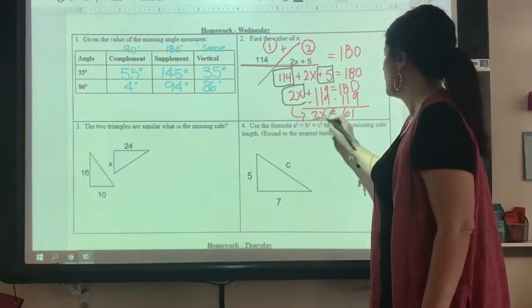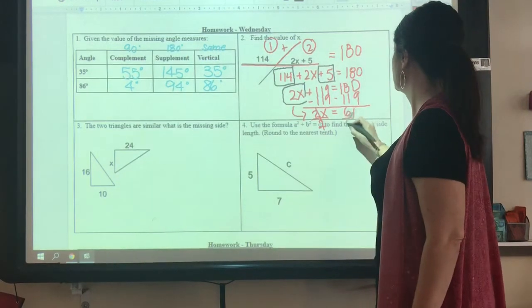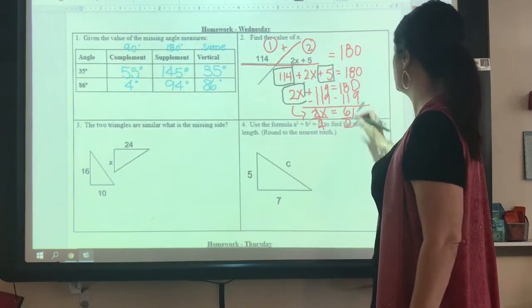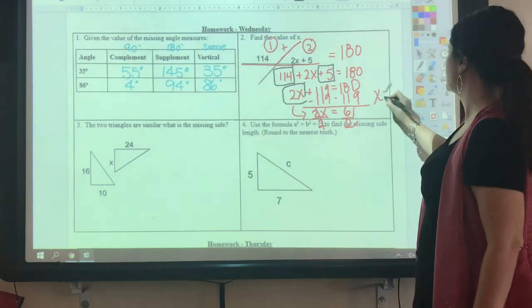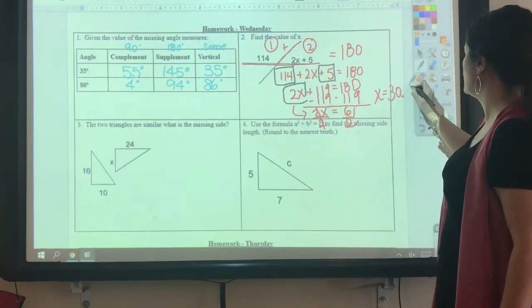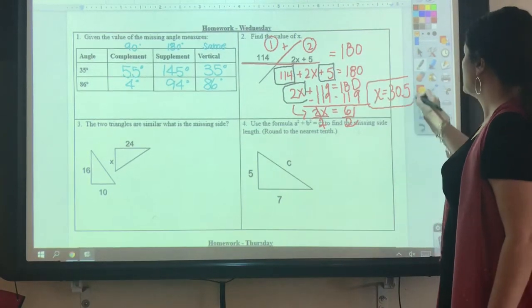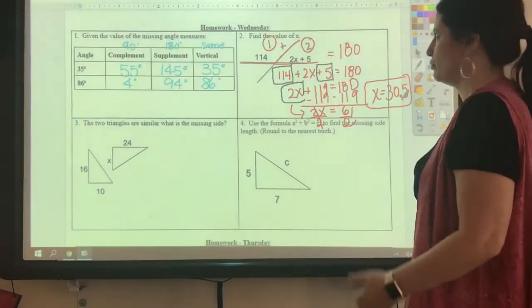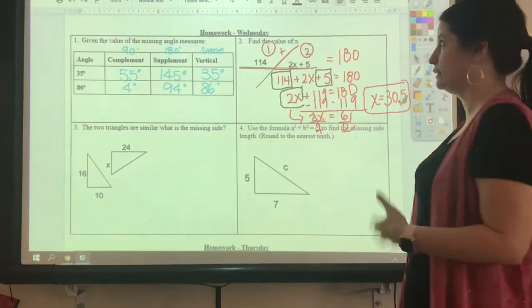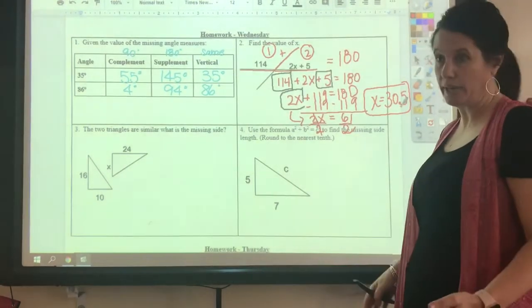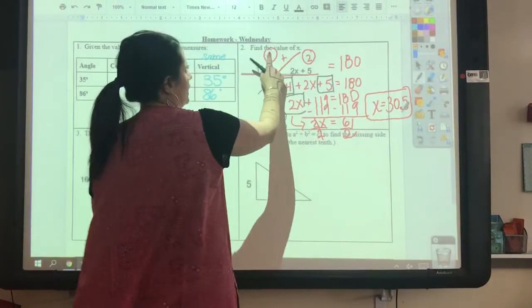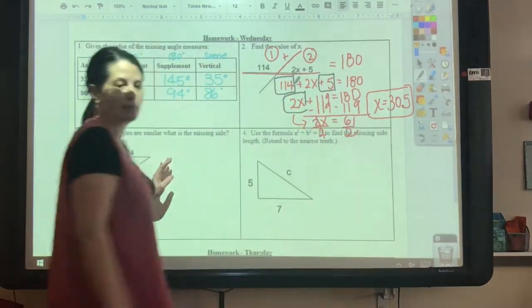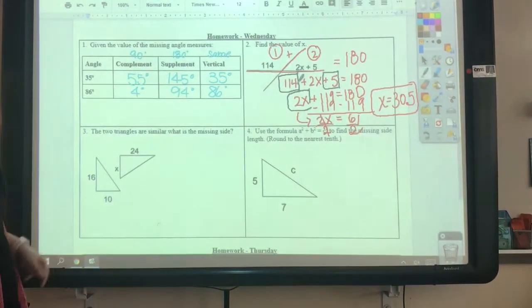Now, I'm going to divide both sides by 2 to leave me just with x. So I get a value of x of 30.5. Now, I need to go back to my question and see what the question is asking me, because a lot of us are getting thrown off because sometimes they'll ask us what is the value of this angle, not the value of x. But in this case, it does say find the value of x, so I can stop at this point. There's no need to substitute back in.